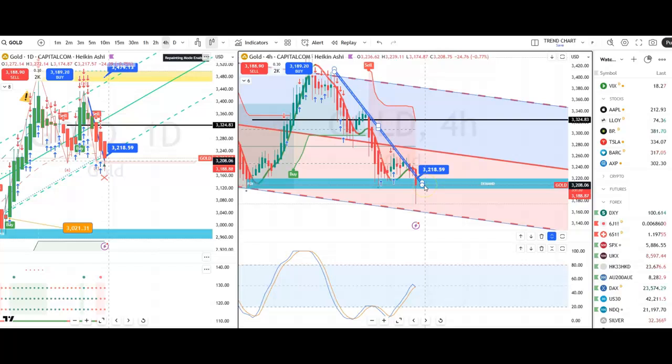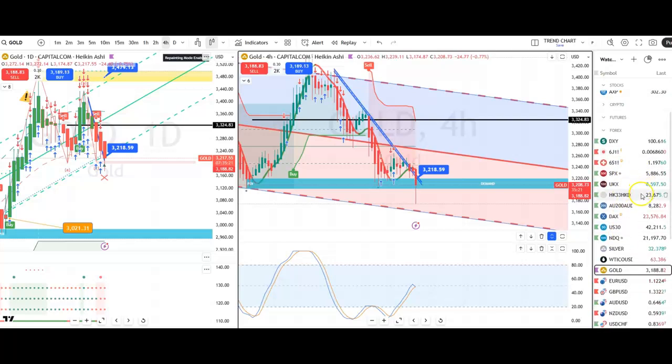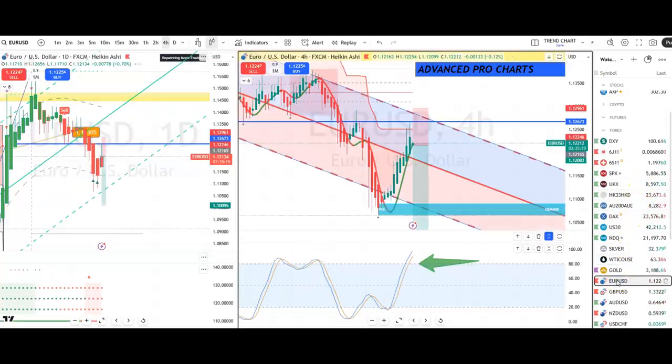32.00 is a big number. If it bounces from here, then we could see a big move higher. But at the moment, all the sellers are in, so don't even think about buying it at the moment. It is not in a buying arena.